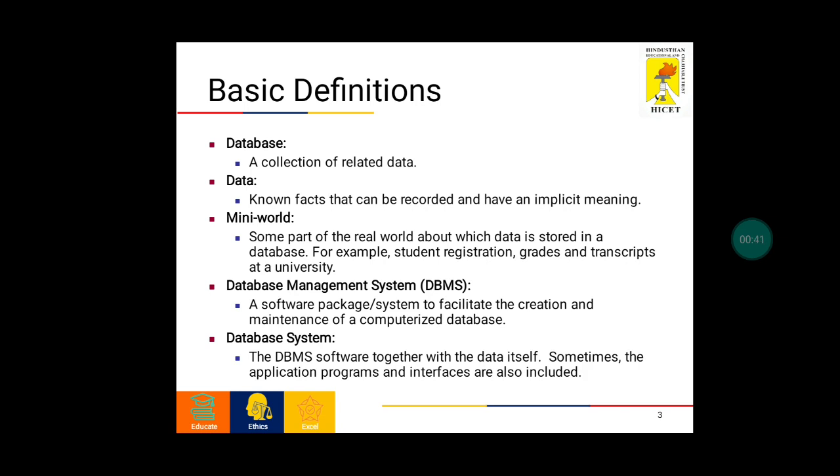Next, we need to know what is DBMS, that is Database Management System. It is a software package or system to facilitate the creation and maintenance of a computerized database. Next, you have to know what is database system. The DBMS software together with the data itself. Sometimes the application programs and interfaces are also included.